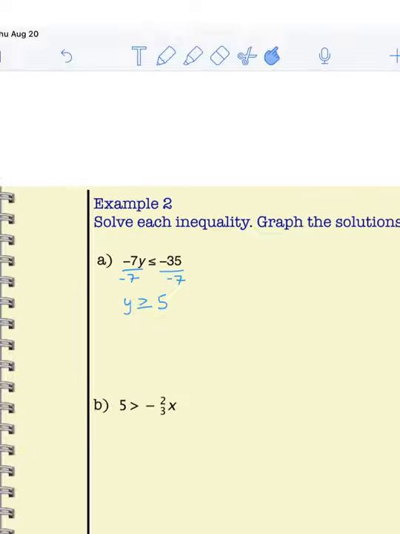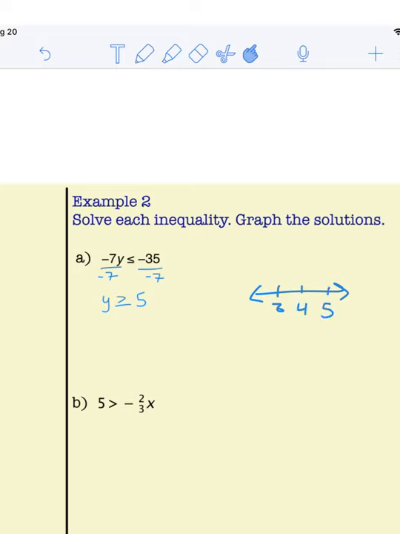So how are we going to graph this? Let's do our number line: 3, 4, 5, and switch colors. Circle at 5, shade it in because it's or equal to, arrow goes greater. All right, so this can be a little tricky to wrap your head around, but if we plug numbers in, we'll see if it works. When we plug in 5, negative 7 times 5 is negative 35, which is equal to negative 35, so it works.